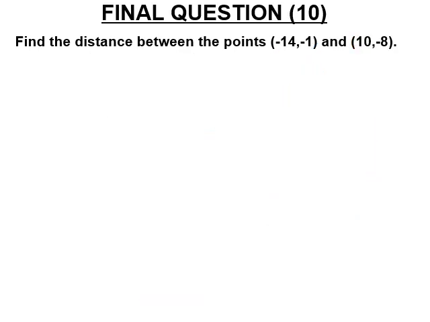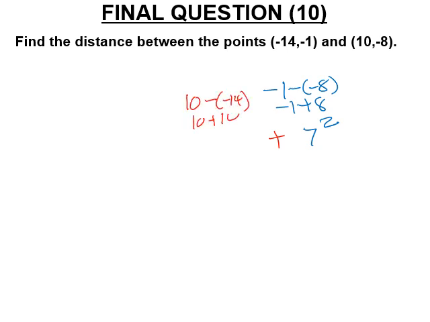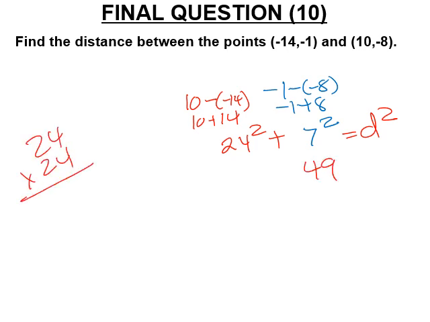So here, negative 8. Let's do negative 1 minus negative 8. Same as negative 1 plus 8, or 7. So it's going to be 7 squared. And then over there, it's going to be 10 minus negative 14, which is 10 plus 14, which is 24 squared. Oh my goodness. 7 squared is 49. 24 squared we've done before, but let's just double check.